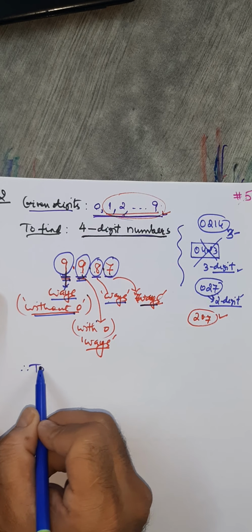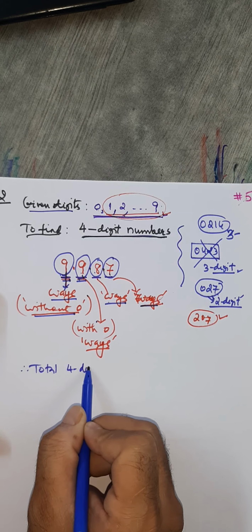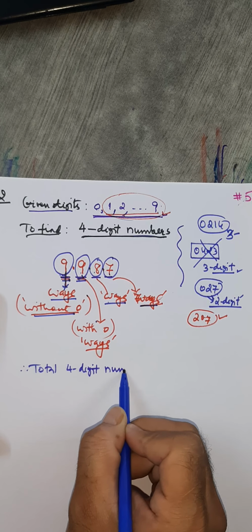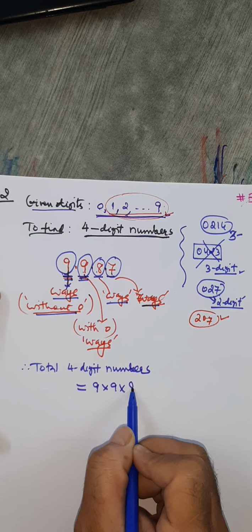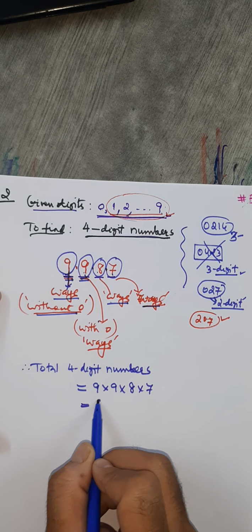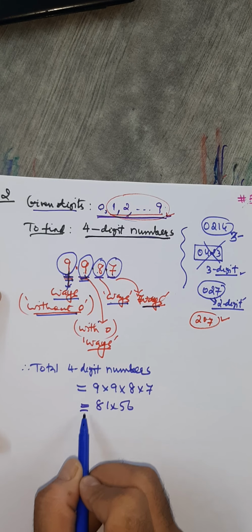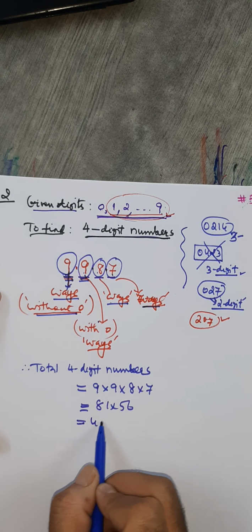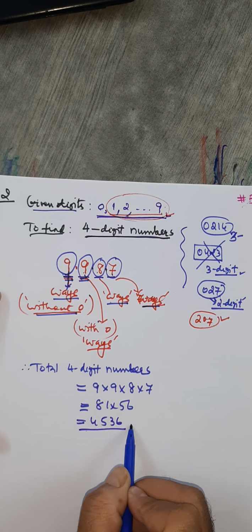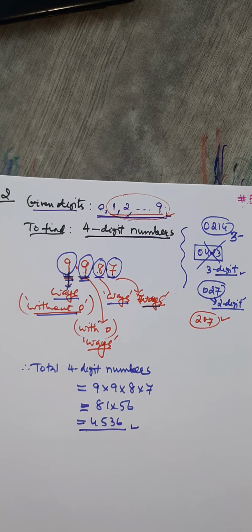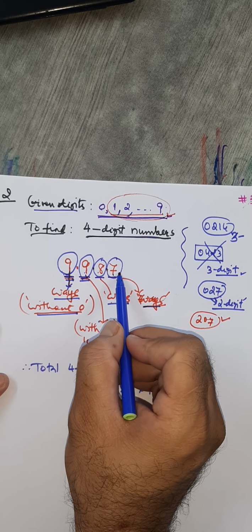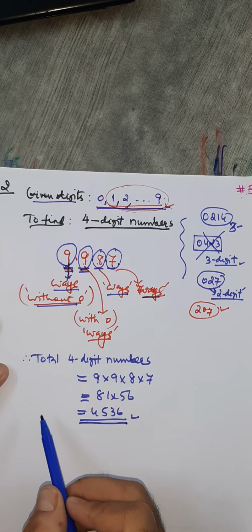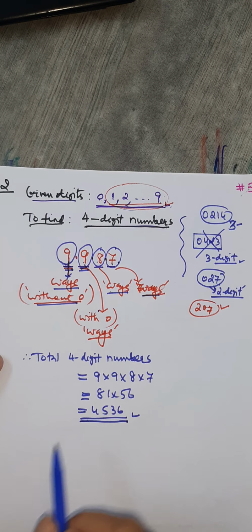So therefore total 4-digit numbers equals, by counting principle, 9 into 9 into 8 into 7. So this is 81 into 56. Just get the product. You will get 4536. 4536. This many permutations can be made, or this many arrangements can be made of 4-digit numbers using all the digits. Fine? Clear? I hope this is clear to you.